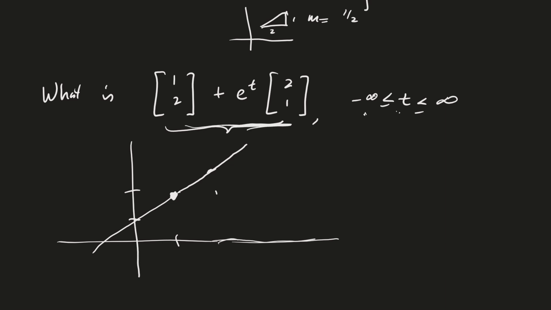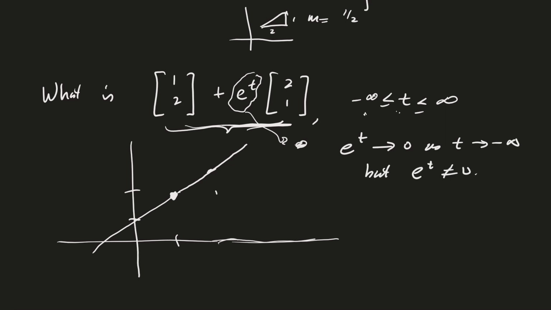As t goes to minus infinity, the exponential term is approaching 0. So e to the t approaches 0 as t goes to minus infinity, but e to the t is never equal to 0. Therefore this half of the line we can erase, and as t goes to minus infinity we're approaching the point (1, 2). As t goes to plus infinity, we just go off to infinity in this direction. Good.